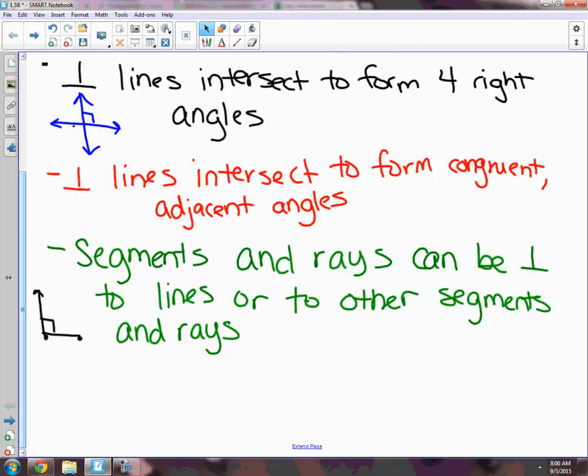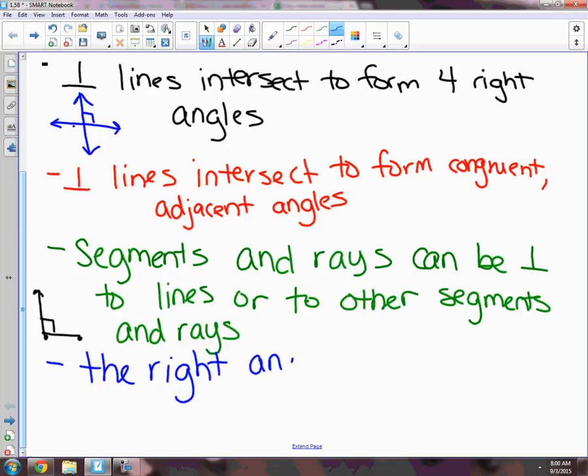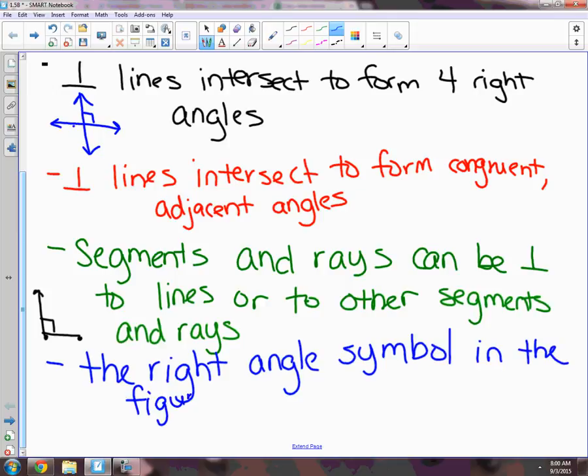All right, last key fact. This we already know, but we're going to put it down officially in our notes. The right angle symbol in the figure indicates that the lines are perpendicular.